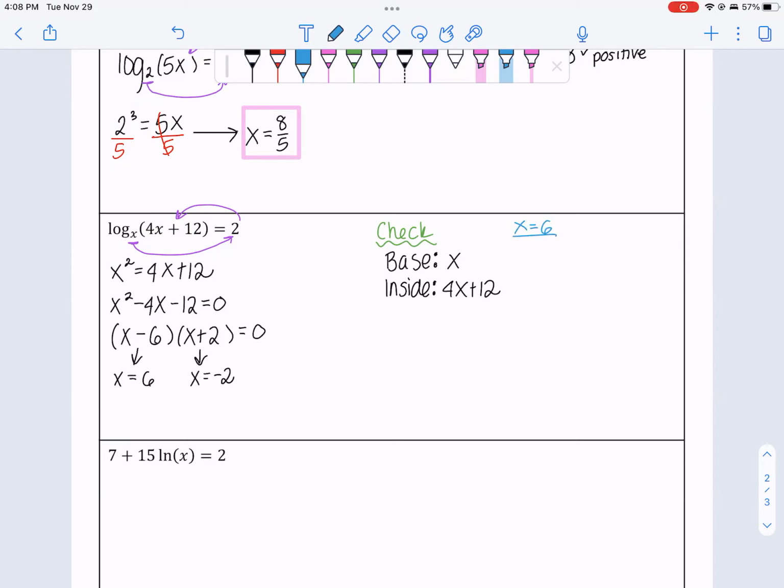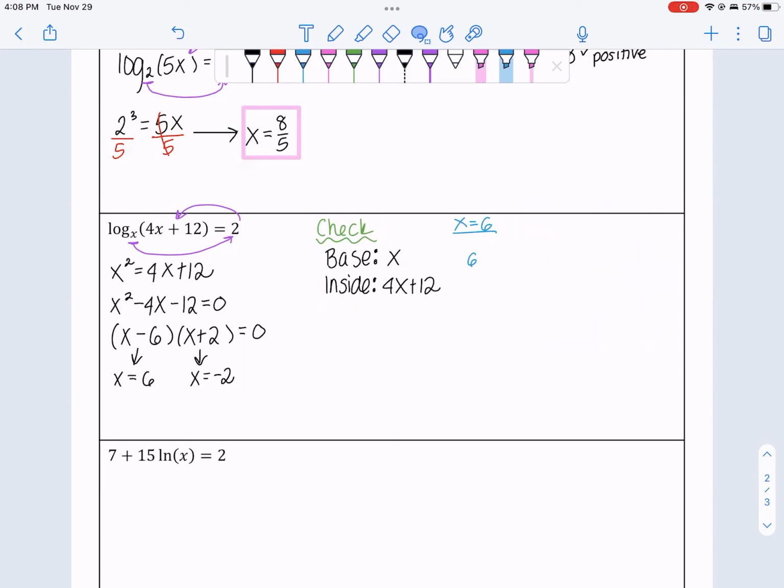If we look at x equals 6, if you plug 6 into x, you get 6. If you plug it into 4x plus 12, you get 4 times 6 plus 12. 24 plus 12 is 36. That's a positive number, right? 6 is a positive number. 36 is a positive number. 6 works as an answer. Good going. There you go, 6.